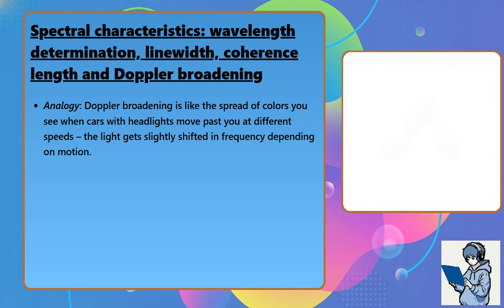Analogy: Doppler broadening is like the spread of colors you see when cars with headlights move past you at different speeds. The light gets slightly shifted in frequency depending on motion.